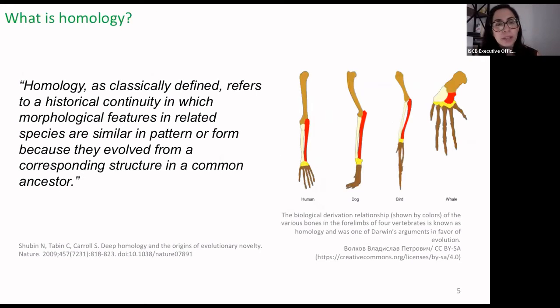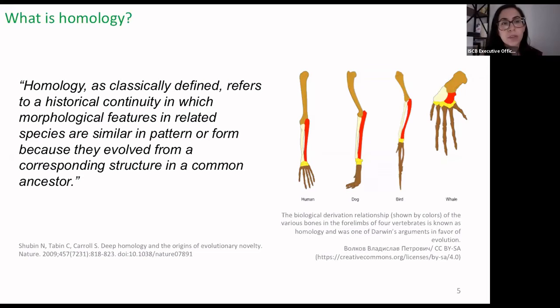And then we have here a definition of homology, which says that, as classically defined, it refers to a historical continuity in which morphological features in related species are similar in pattern or form because they evolved from a corresponding structure in a common ancestor.